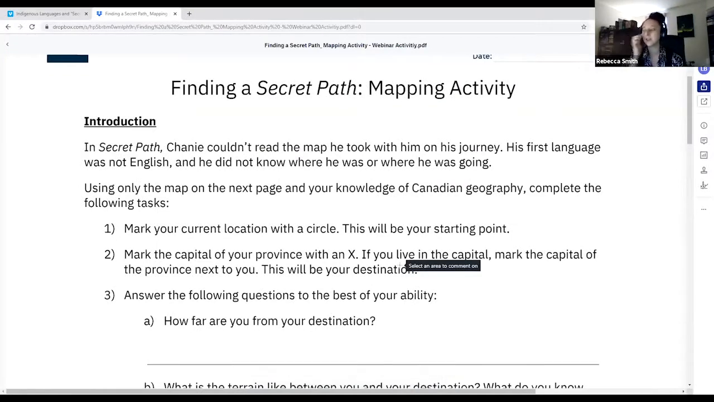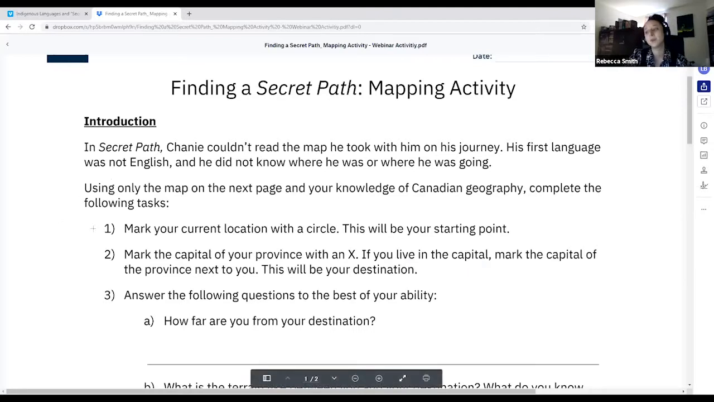So in The Secret Path, Chanie was not able to read the map that he took with him on his journey because his first language was not English, and the map that he had was in English. So he wasn't able to tell where he was or where he was going based on those landmarks. So what we're going to ask you to do as students is, using only the map on the next page and your knowledge of Canadian geography, complete the following tasks.